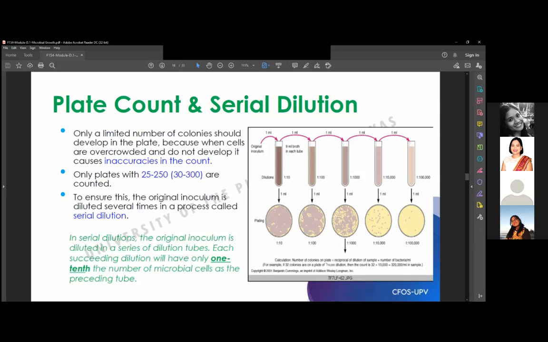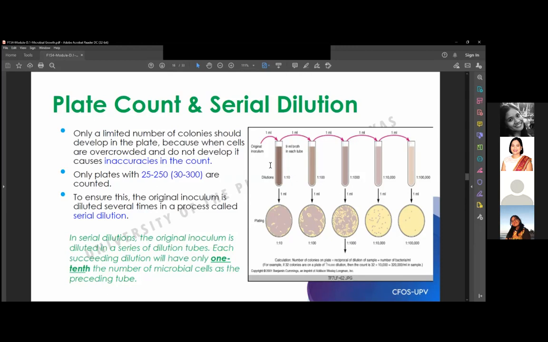Kasi pag, for example, you test a fishery product, tapos yung fishery product mo is a fermented product. So we know that a fermented product has relatively high number of microorganisms, right? Or bacteria in particular. So you need to dilute your fermented product sample.